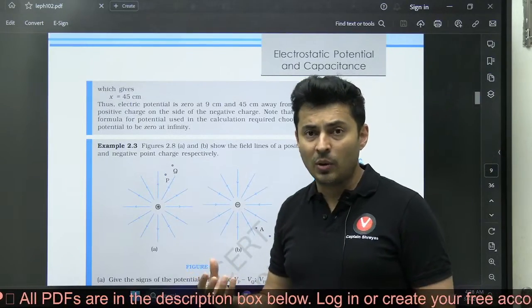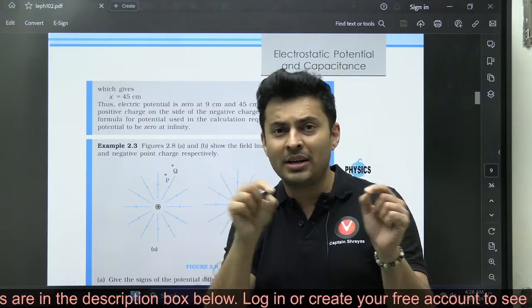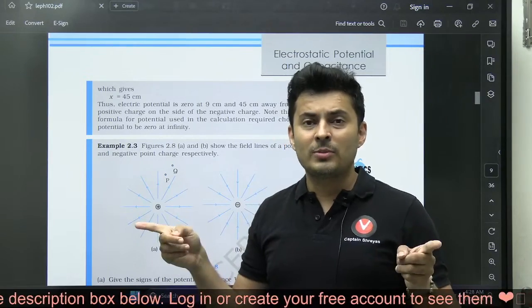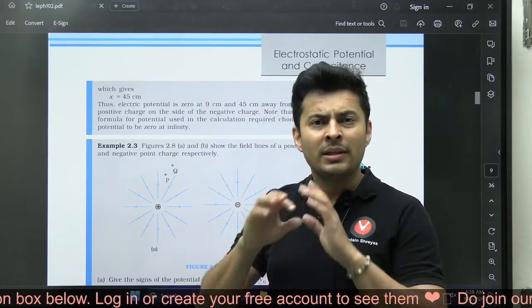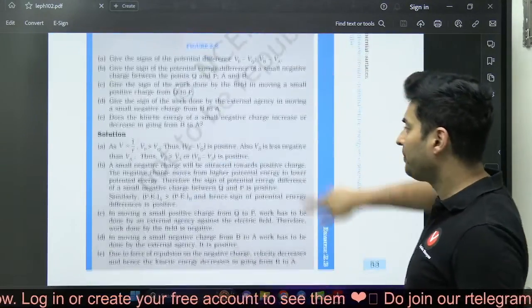Where is the potential 0? Two charges are there, you find a point where potential is 0, or two charges are there, where is the field 0? These questions are also very, very common.